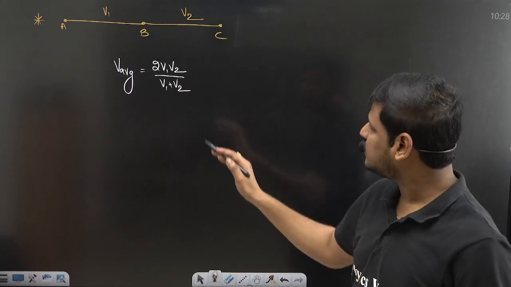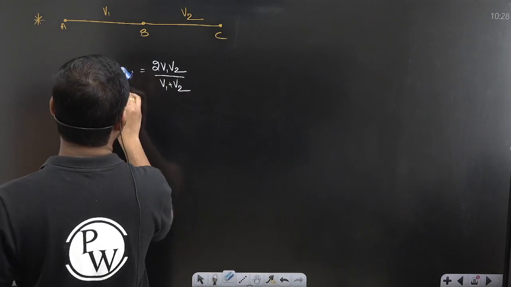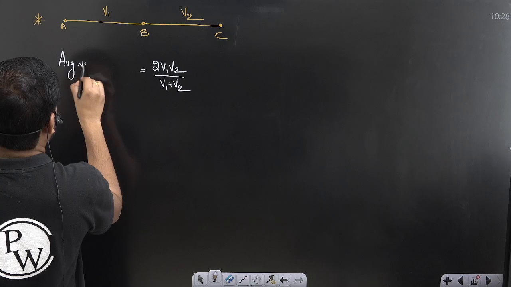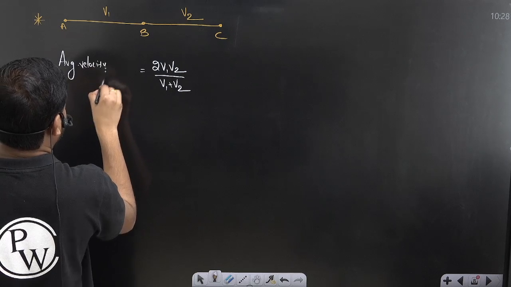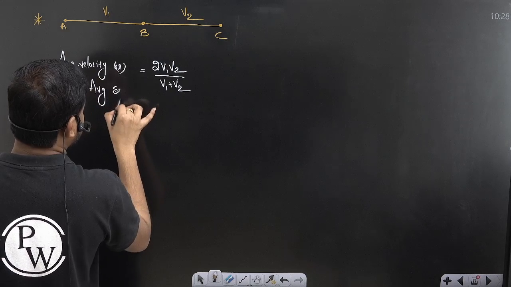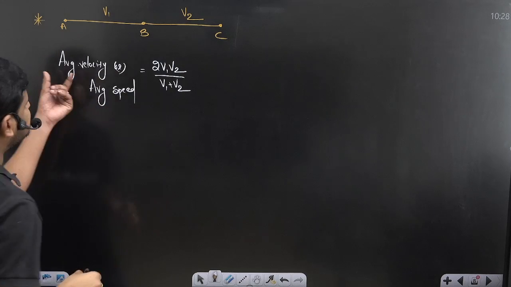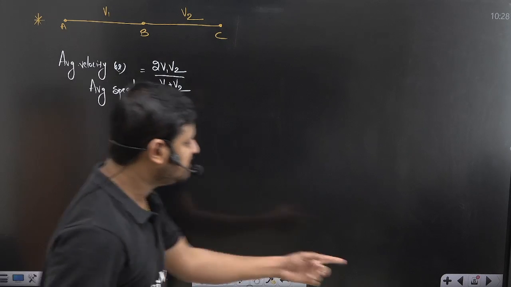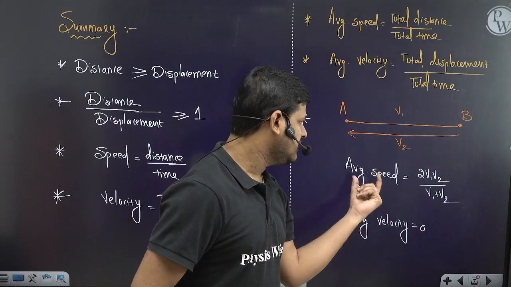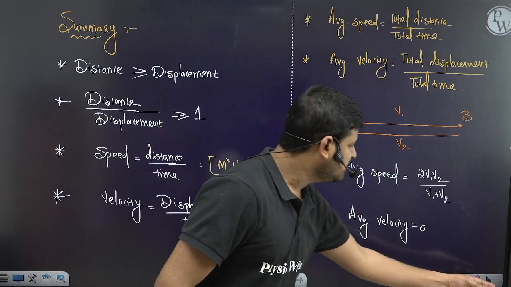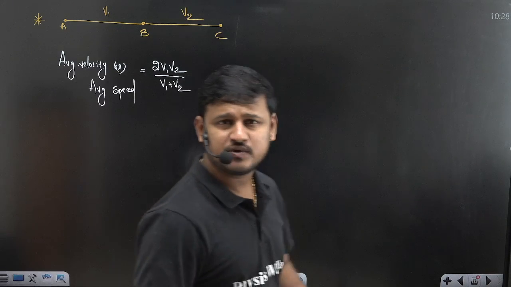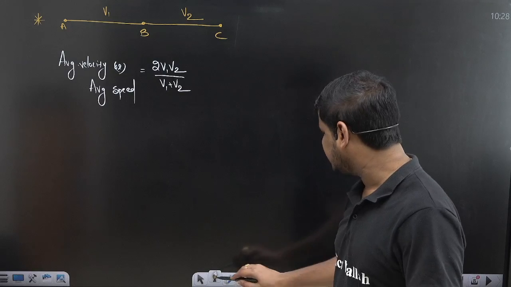Here average velocity and average speed are both the same. Why? Because the body is moving in a straight line, so average velocity will not become 0. In the previous case, average velocity is 0 because the body returns to the same point, but average speed is 2 v1 v2 by v1 plus v2. So this is also clear, everyone? These are the results that we have seen.